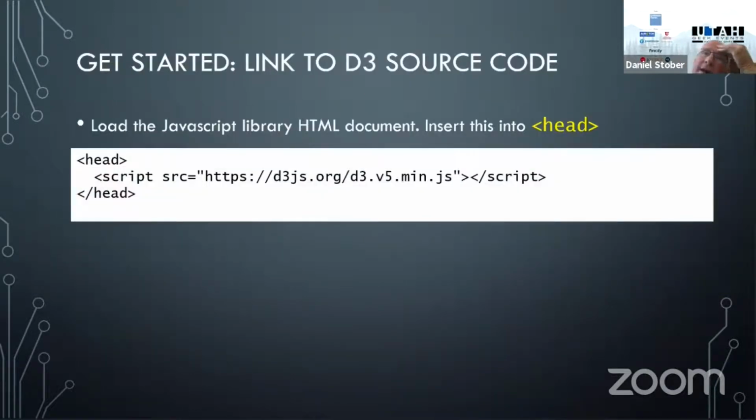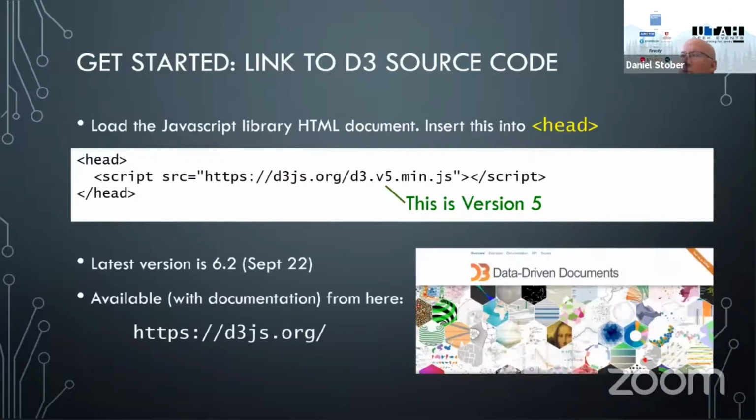Okay, so with that in mind, the first step to creating anything is to link to the D3 source code. These are the libraries that you need to do D3. And so right in the head of your HTML page, you're going to insert this line right here, the script tag with the source and that particular thing right here. Now, I'm pointing out that this is version 5 of D3, and all of the examples that I have built are in version 5. However, I will note that version 6 is the latest version, and 6.2 actually came out last month.